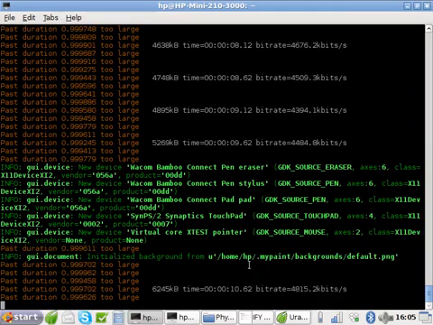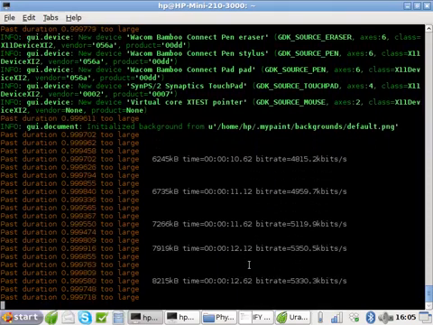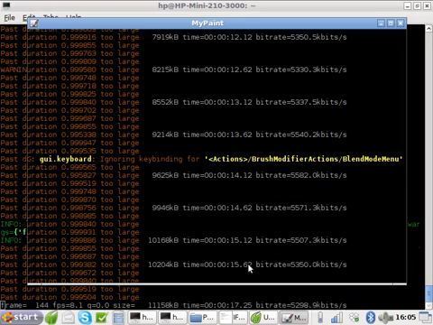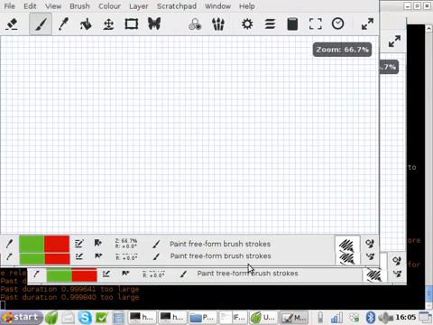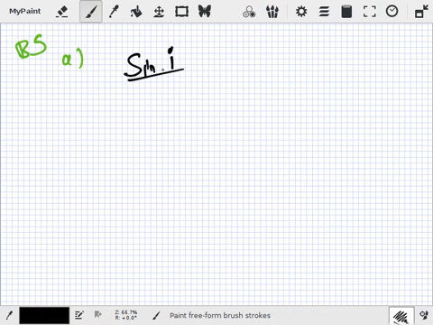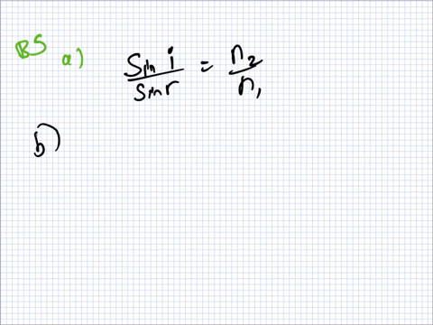State Snell's law either in words or as an equation. Right, so let's just do it as an equation. What's Snell's law as an equation? Sine i over sine r equals n2 over n1. Now in the exam you have to state what each of the letters mean. I won't do that now because you know it.